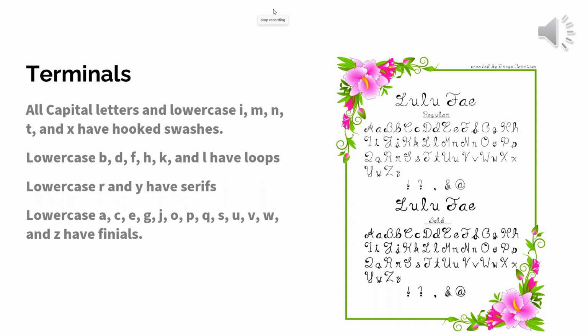In all of my capital letters and my lowercase i, m, n, t, and x have hook swashes. So they have a swash, but at the end, instead of it being rounded, it is hooked. My lowercase b, d, f, h, k, and l have loops at the very end, where they loop to connect into the other form of the letter. Lowercase r and y are serifs, and lowercase a, c, e, g, j, o, p, q, s, u, v, w, and z have teardrop terminals.